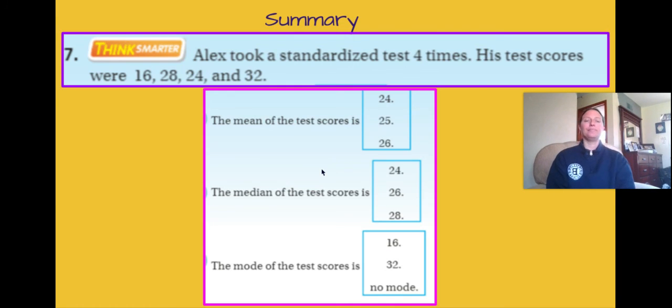And the summary. Alex took a standardized test 4 times. His scores were 16, 28, 24, and 32. The first question asks, what's the mean of the test scores? What's the median of the test scores? And what's the mode of the test scores?